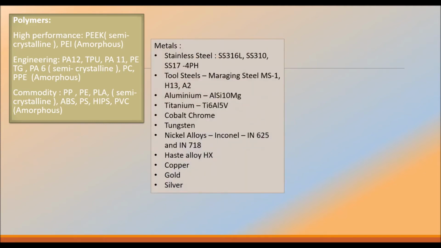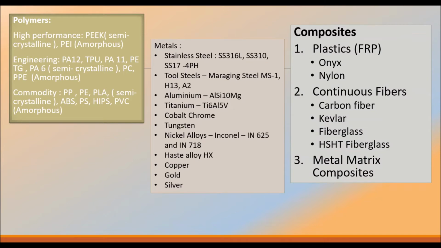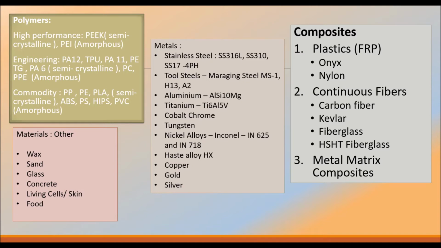And coming to metals, we are using materials like stainless steels, tool steels, aluminium, titanium, cobalt chrome, tungsten, nickel alloys, cast alloy HS, copper, gold, silver. Coming to composites, we are using plastics like onyx, nylon, continuous fibers like carbon fiber, Kevlar, fiberglass, HSHT fiberglass, metal matrix composites. And other materials you are using, like wax, sand, glass, concrete, living cells or food. So these are the materials which are used for 3D printing.